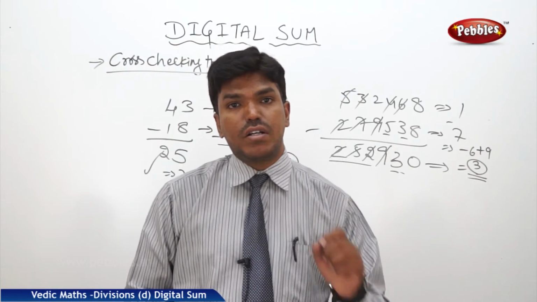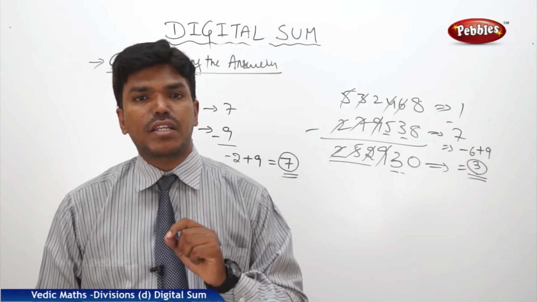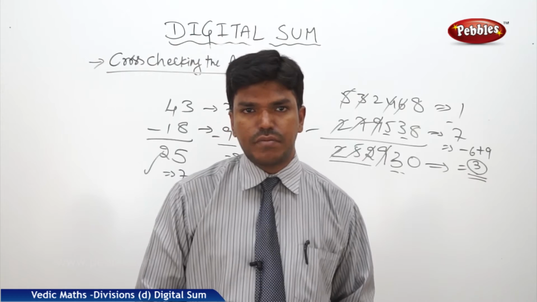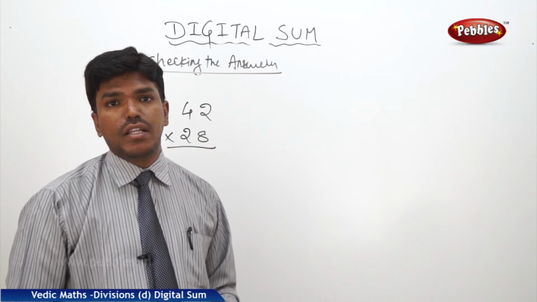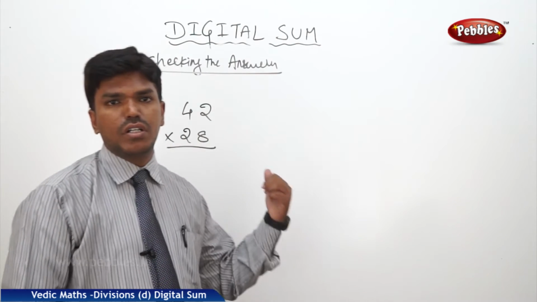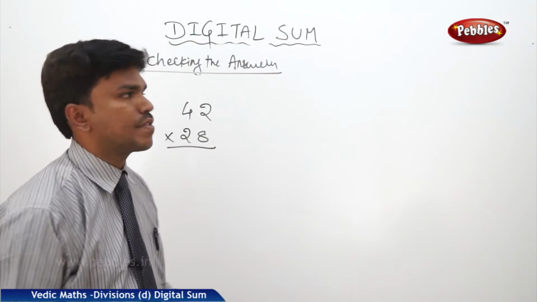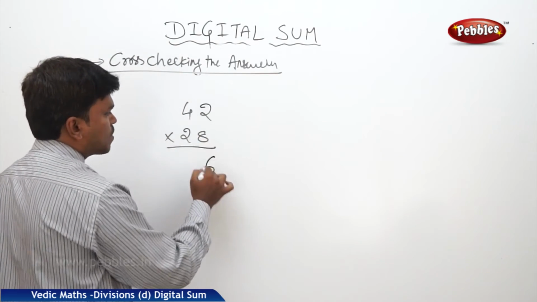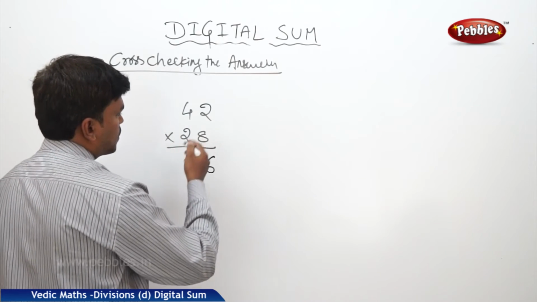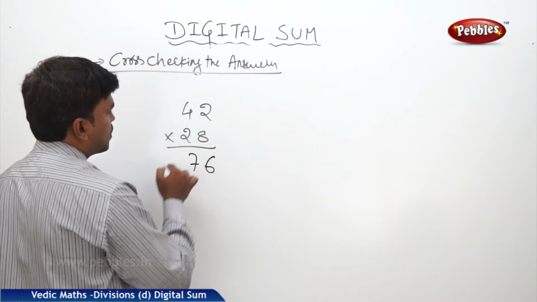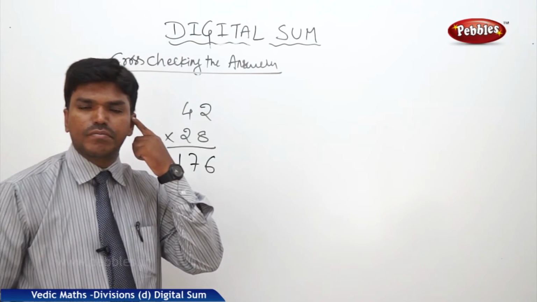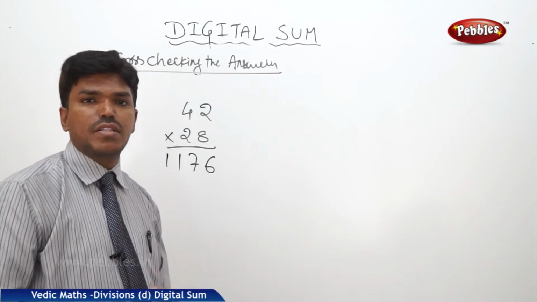Now we'll apply this digital sum technique in multiplications, where it is very, very useful, right? Now let us apply the same digital sum technique to multiplications to cross check the answers. For example, 2 8 is 16. I want to multiply these two. 6 4, 3 8 11. So I got 1176 as my answer.